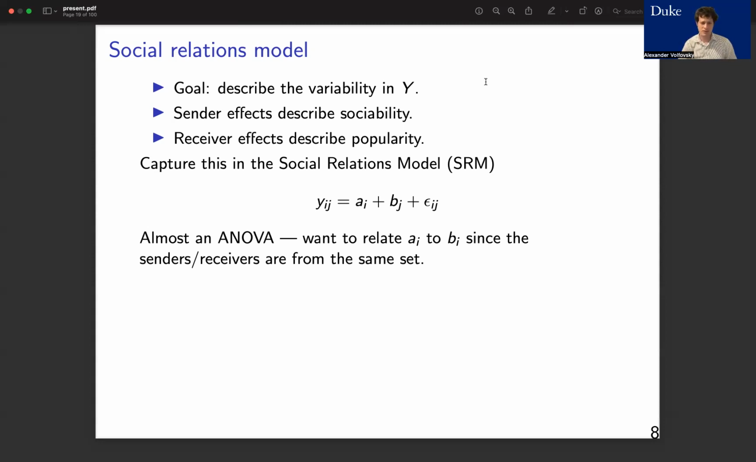how sociable they are. This was introduced as the social relations model, which can really be thought of as an ANOVA type of decomposition of a matrix. I write it as almost an ANOVA because in reality, these sender and receiver effects really tell us some information about the same individuals, right? So a_i is the sender effect of individual i, it's their sociability, and b_i is the popularity of individual i. And so from an actual model development perspective, you might want to relate a_i and b_i in a way that you normally wouldn't in an ANOVA.